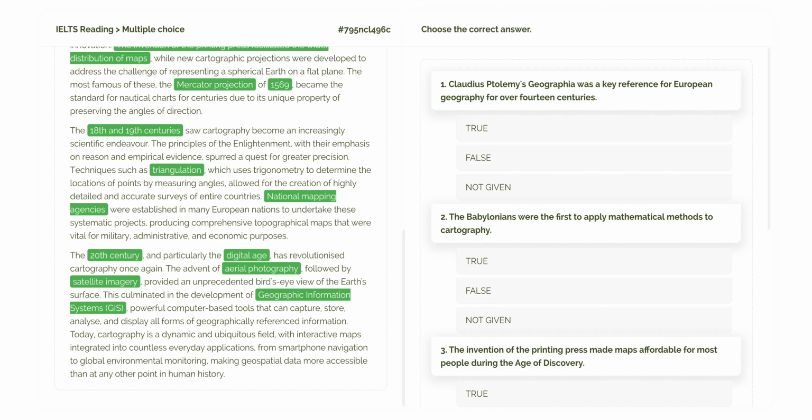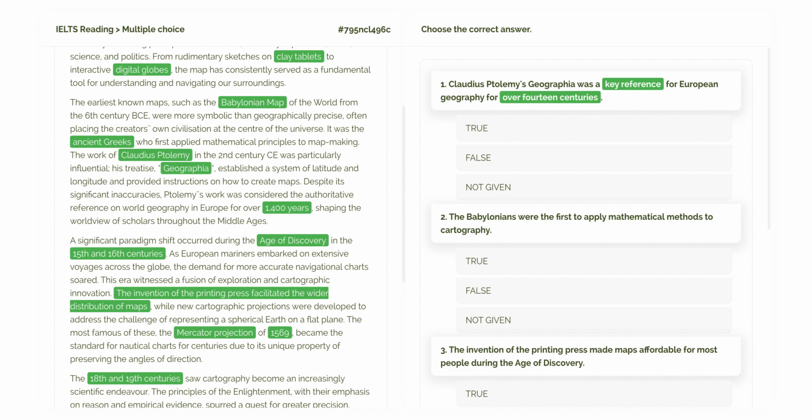Claudius Ptolemy's Geographia was a key reference for European geography for over 14 centuries. Okay, let's break down this first statement. The key ideas are Claudius Ptolemy's Geographia being a key reference and the time period, over 14 centuries. I remember seeing the name Ptolemy and Geographia in our scan of the second paragraph. Let's go back there and read carefully.